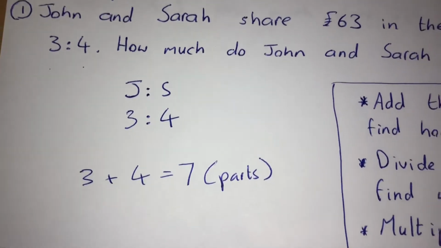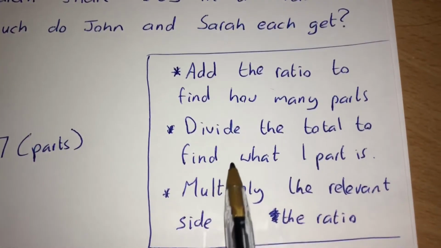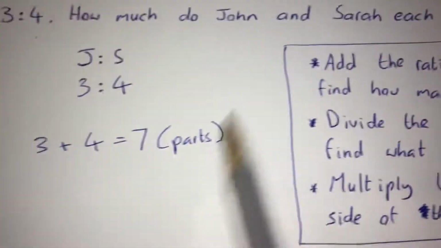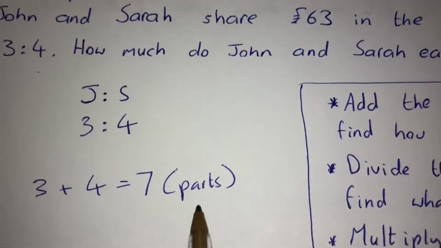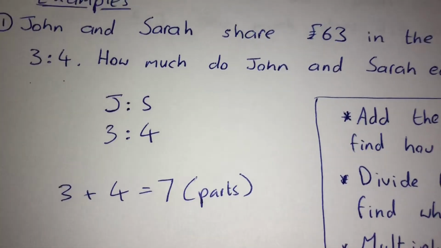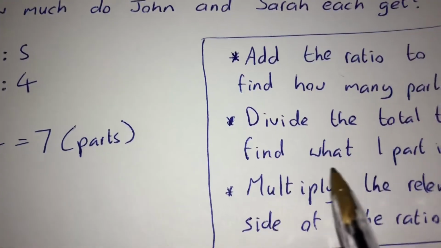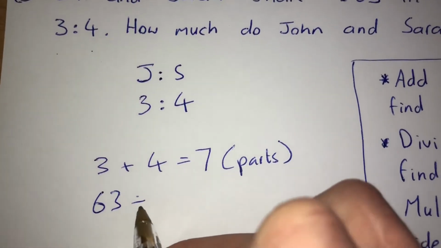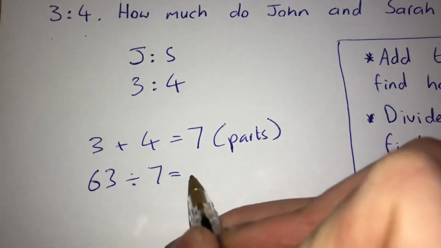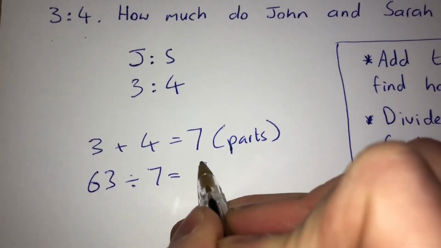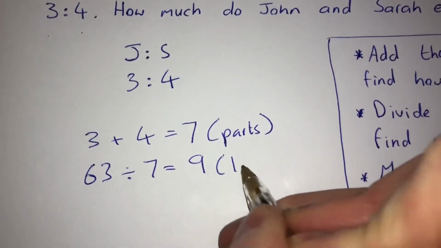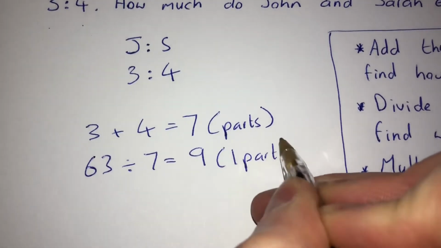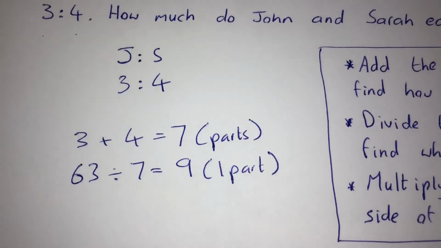The next thing I have to do is find what one part is. So if £63 is to be divided into 7 parts, simply divide the total to find what one part is. So I'm doing 63 divided by the 7 parts to give me what one part is. 63 divided by 7 is 9. So that means that one part is £9.